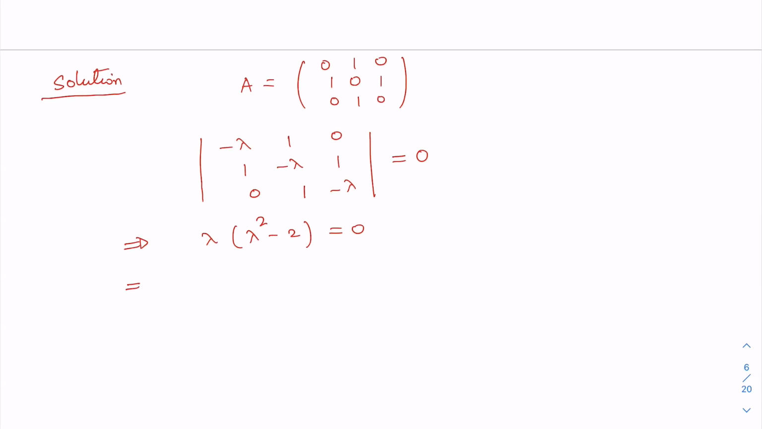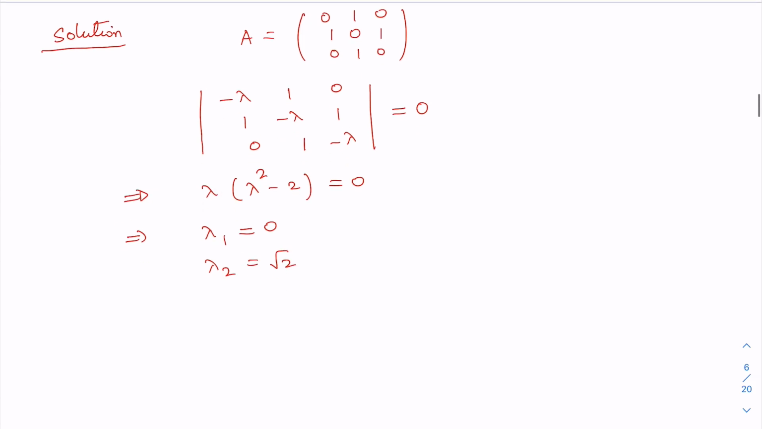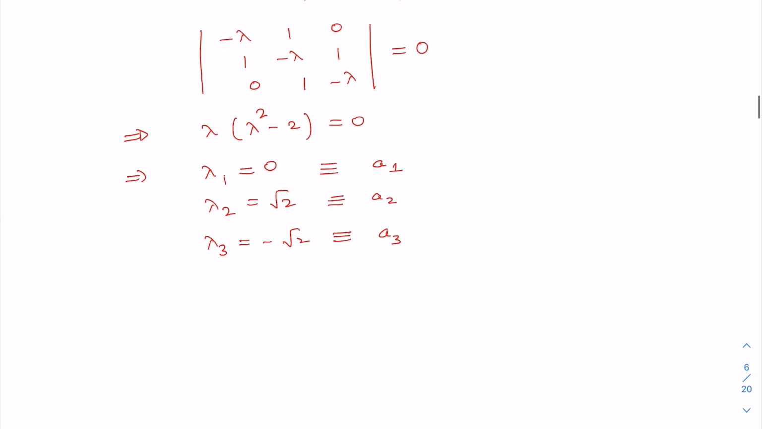This implies that I have three eigenvalues. One is lambda 1 equal to 0, lambda 2 is equal to root 2, and lambda 3 is equal to minus root 2. And because it is an eigenvalue of A, let me denote lambda 1 equal to 0 as A1, lambda 2 as A2, and lambda 3 as A3. Okay, so what about the eigenvectors?